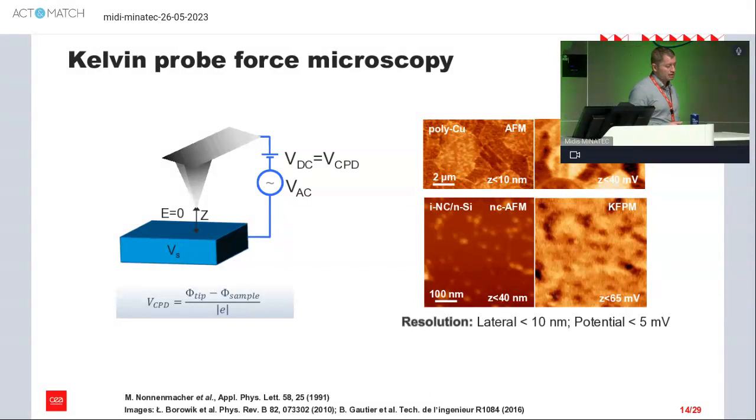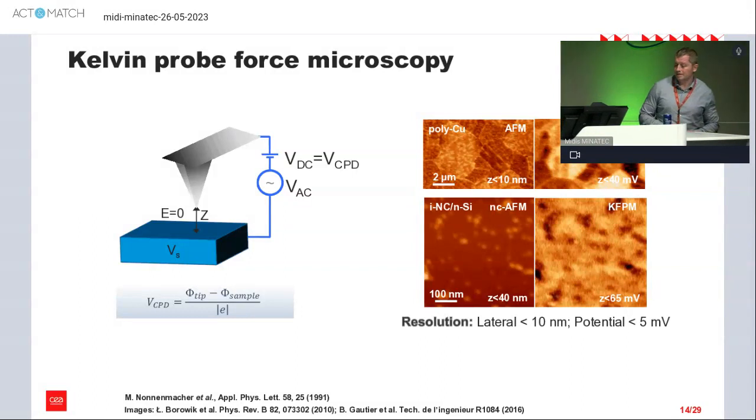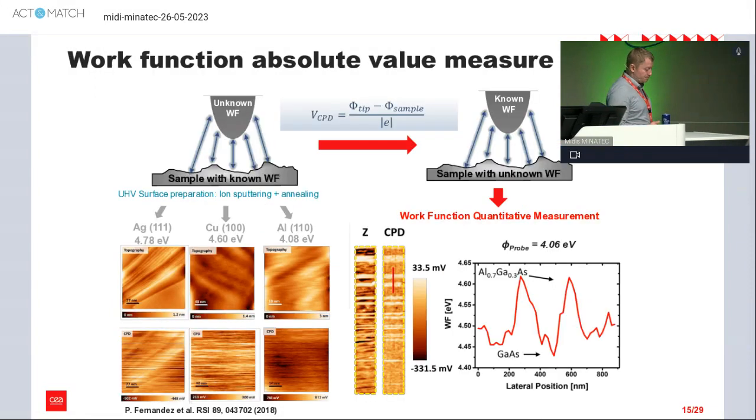This kind of technique can have resolution less than 10 nanometers, and sensitivity to potential less than 5 millivolts. So I said that by KPFM, we can have access to relative work function, but it's also possible to measure absolute work function. I will show that this can be very useful in some cases. So how to do it?